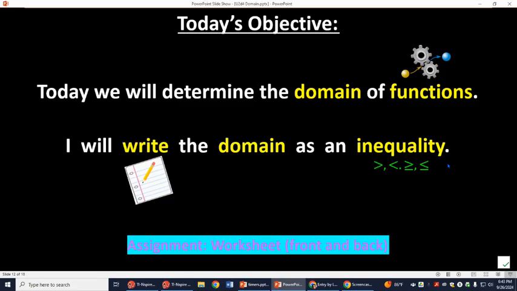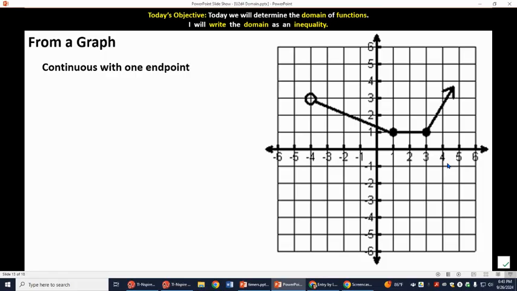Let's look at the objective one more time. Today we will determine the domain of functions. I will write the domain as an inequality. And now we've practiced doing that, but we're going to do a few more examples to see some different ways you might see it. So here we have continuous and I have one endpoint. I'm going to start on the left and travel right till I hit my graph to find my smallest point. I'm going to take note that it's an open circle.